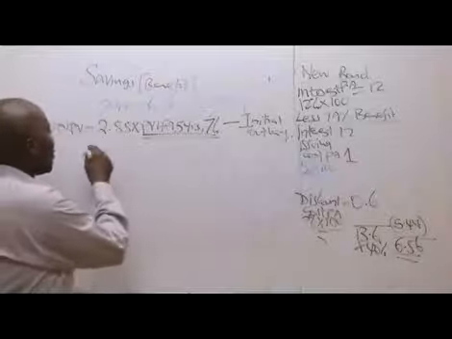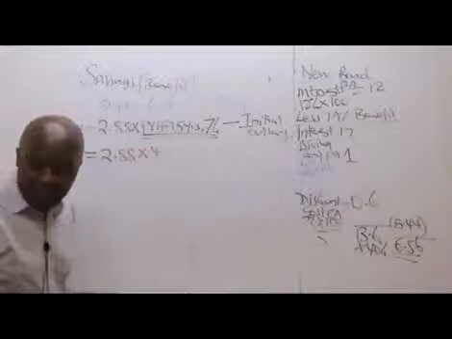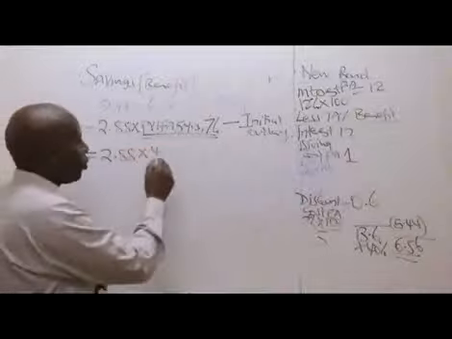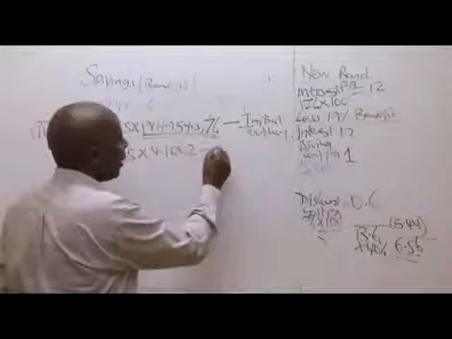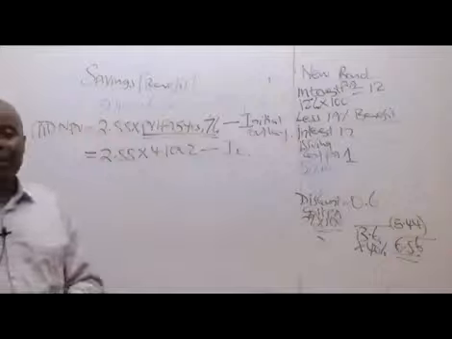So we have here 2.88 times 4.1002, now minus what we call the initial outlay.